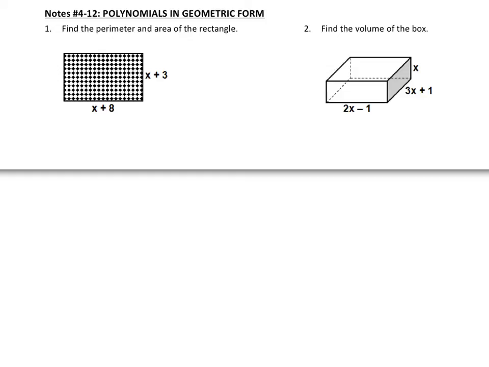We're going to be looking at finding perimeter, area, and volume. When they're in geometric form, that means that they're a shape, and you're trying to find either the distance around, which would be perimeter. Perimeter is the distance around. So for perimeter, you would just add all sides.